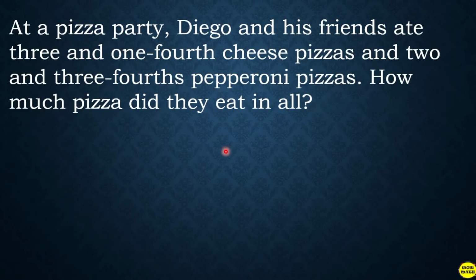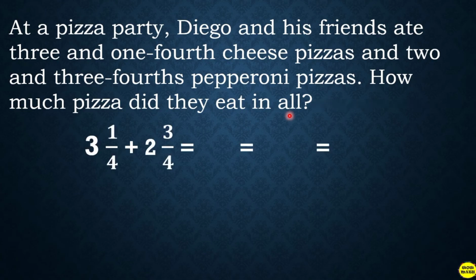Another example. At the pizza party, Diego and his friends ate 3 1/4 cheese pizzas and 2 3/4 pepperoni pizzas. How much pizza did they eat in all? So again, we have here the clue word all. So ibig sabihin lahat. So yan ang palatandaan mo na you have to add, you have to combine. Okay? So let's list natin yung ating mga given. So we have 3 1/4. Ito yung una. And then 2 3/4. Since meron tayong clue word dito na in all. Lahat daw, ilan lahat.